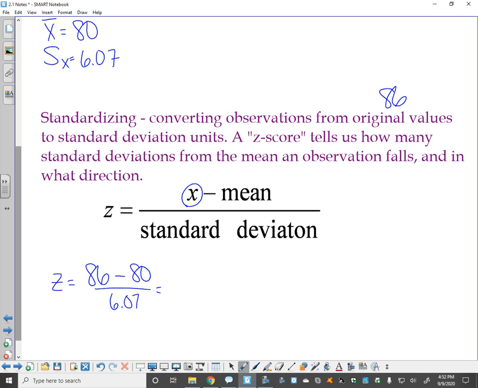Now guys, look at what this formula does. Number one, it finds the difference here. Well, she's 6 above. Now what if she made a 74? Then I would do 74 minus 80, and guys, I would get a negative 6. So her z-score would be negative, which makes sense because she would be below the mean.